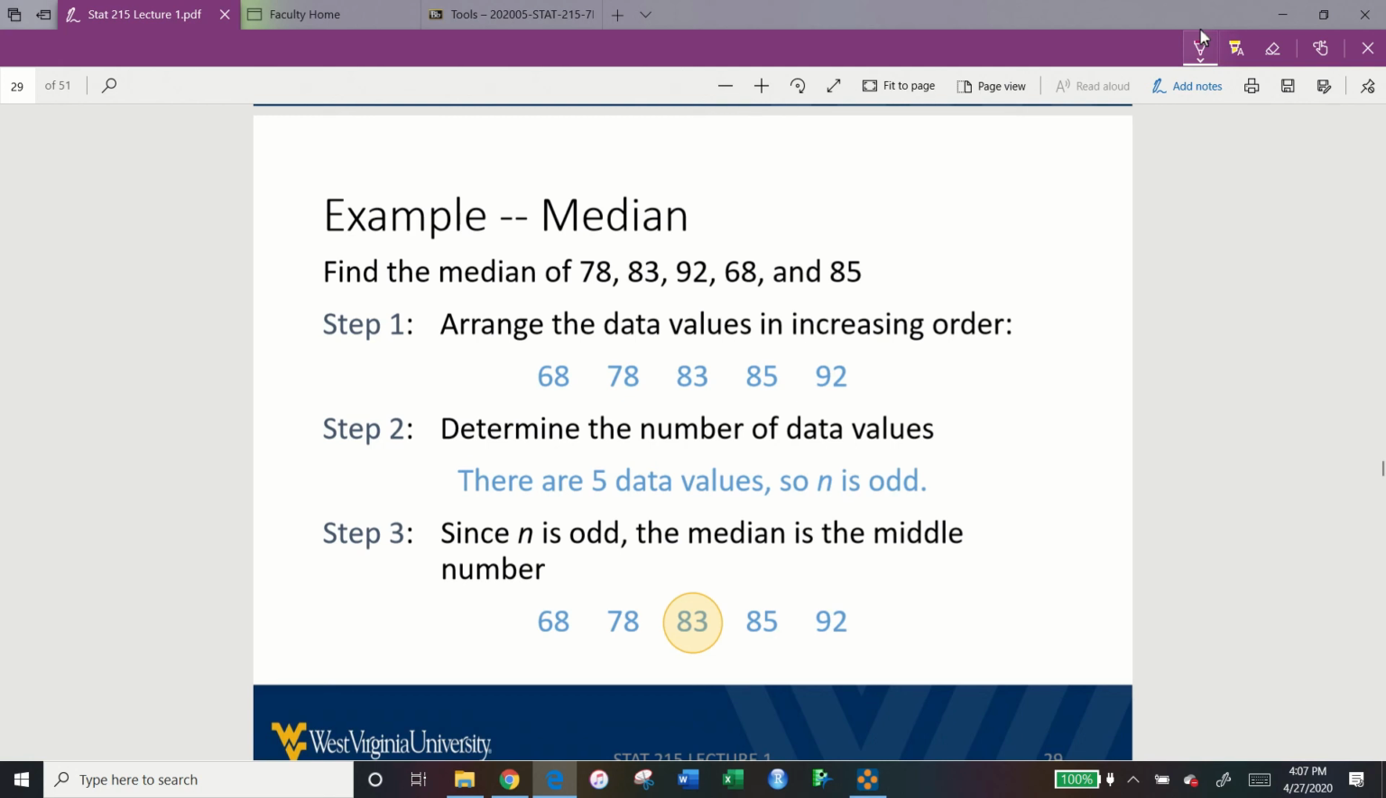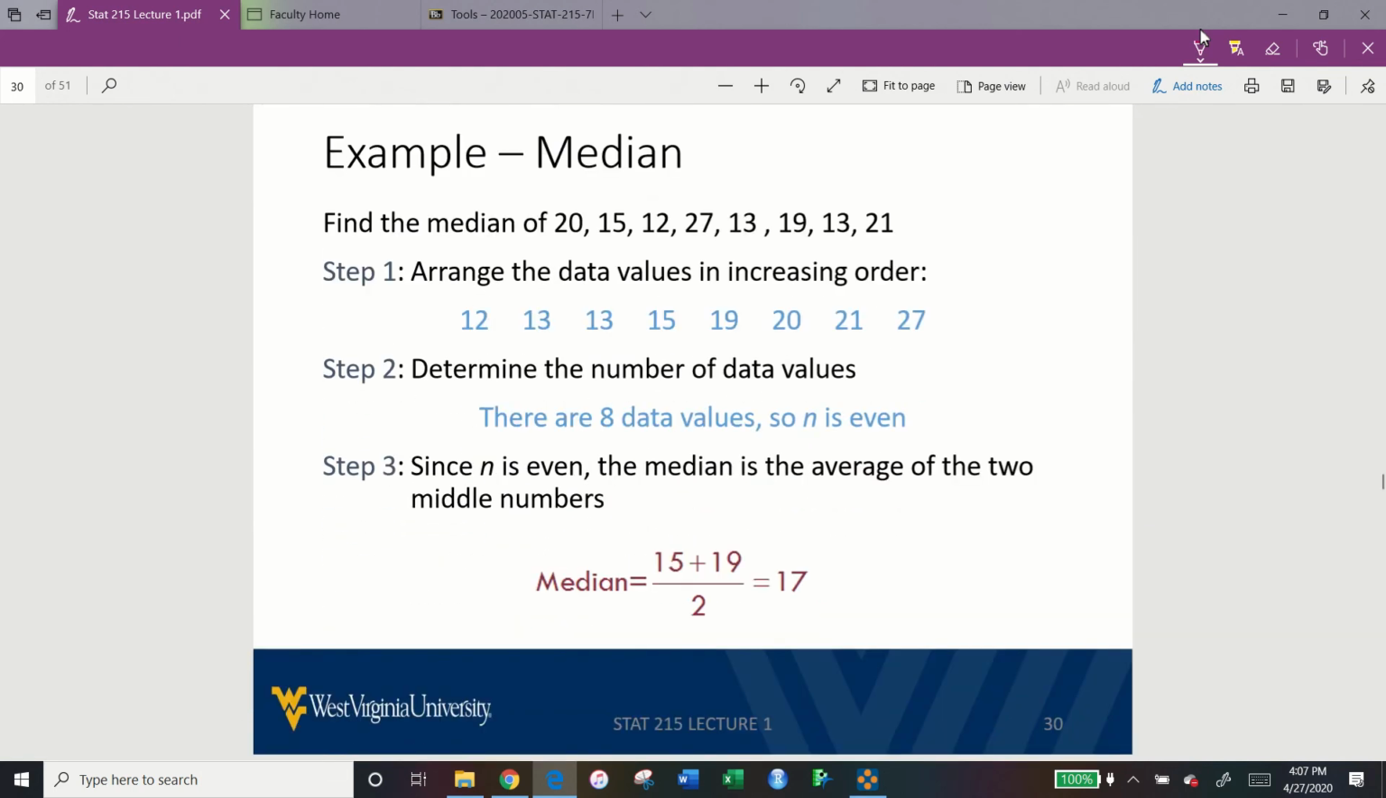First off, we'll arrange these values in increasing order: 68, 78, 83, 85, 92. That checks out. Next, we want to determine the number of data values. There are 5 data values, so n is odd. Since n is odd, the median is going to be our middle number, or 83. So x tilde equals 83. Not bad. Let's do another example.